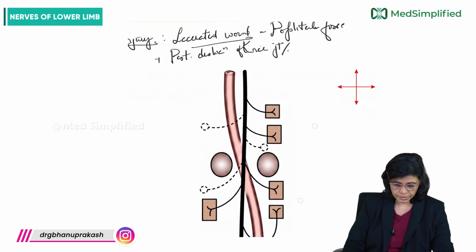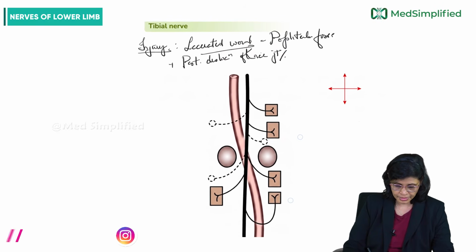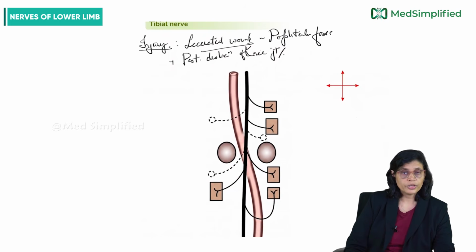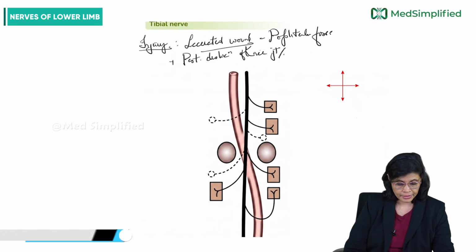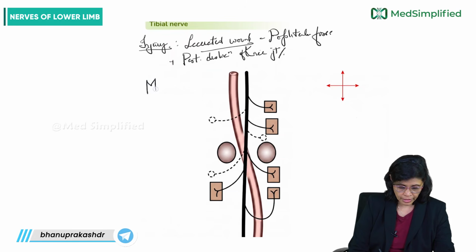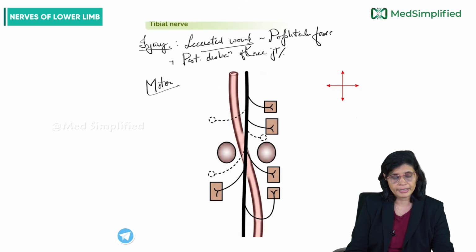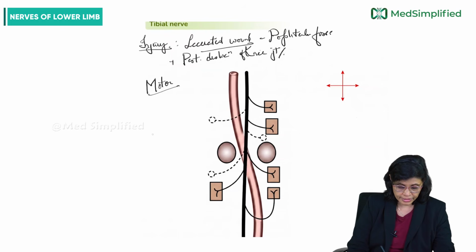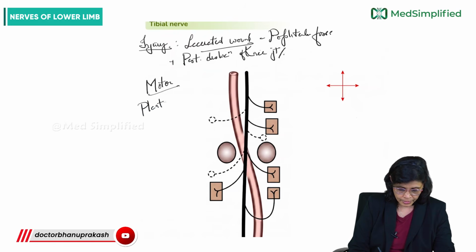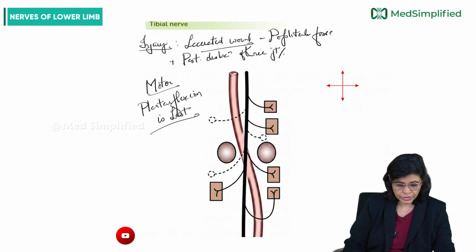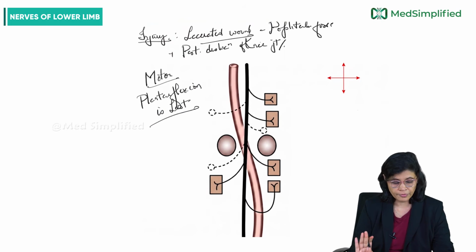When the tibial nerve is injured, here we are seeing the tibial nerve in the popliteal fossa. If the nerve is injured there, what can happen? Motor loss. So what is the motor loss? It was supplying all the flexors of the leg as well as the plantar flexors. Because plantar flexion is lost, the foot is held in dorsiflexion.